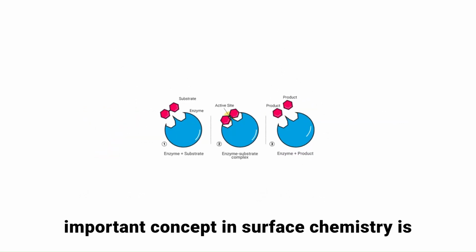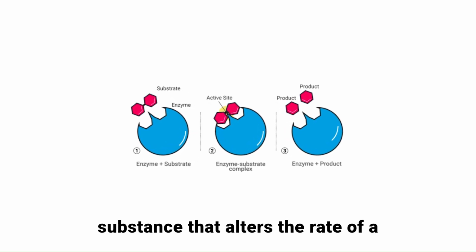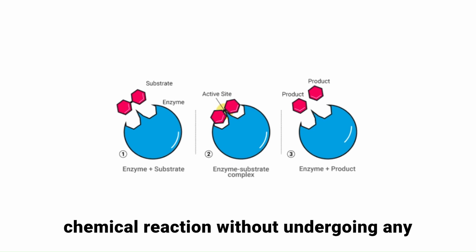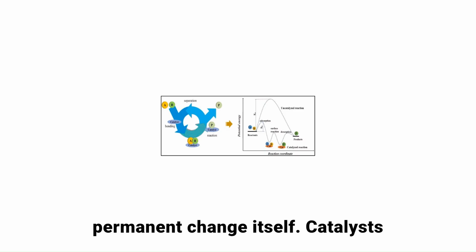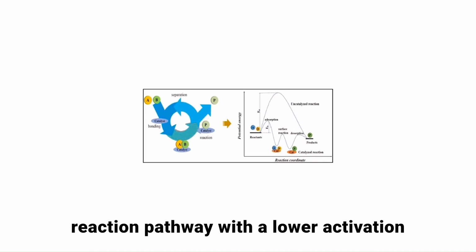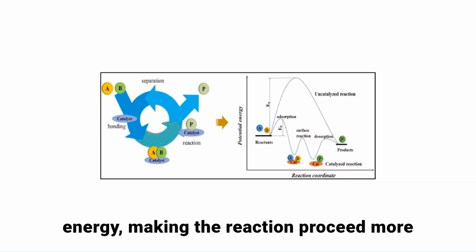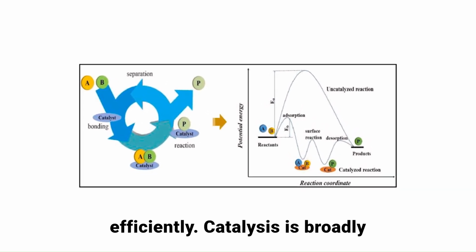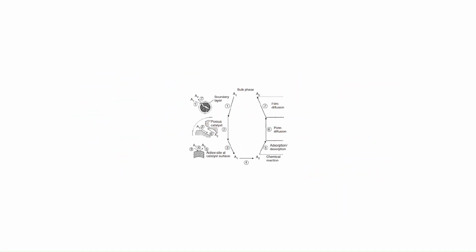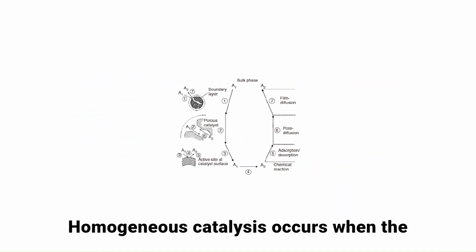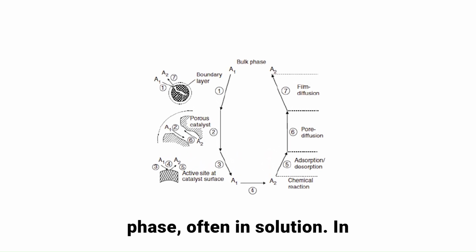Another important concept in surface chemistry is catalysis. A catalyst is a substance that alters the rate of a chemical reaction without undergoing any permanent change itself. Catalysts function by providing an alternative reaction pathway with a lower activation energy, making the reaction proceed more efficiently. Catalysis is broadly classified into homogeneous and heterogeneous catalysis. Homogeneous catalysis occurs when the catalyst and reactants are in the same phase, often in solution.